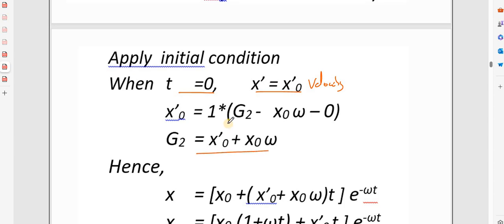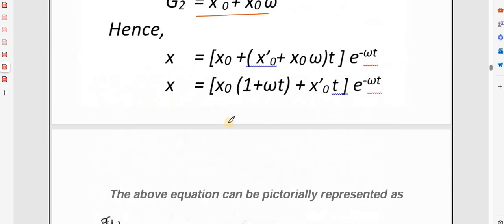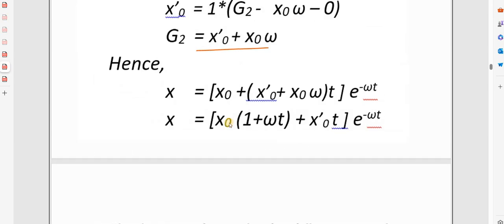So I am substituting this whole thing in the final equation. I will be getting the equation like this: x is equal to (x0 into (1 plus omega t) plus x0 dot into t) the whole into e raised to minus omega t. So this will be the solution of a critically damped free vibrating system. The solution of a critically damped free vibrating system. That you have to understand.